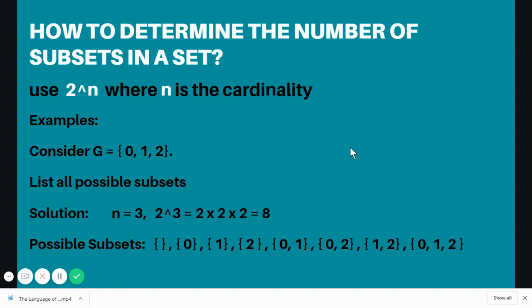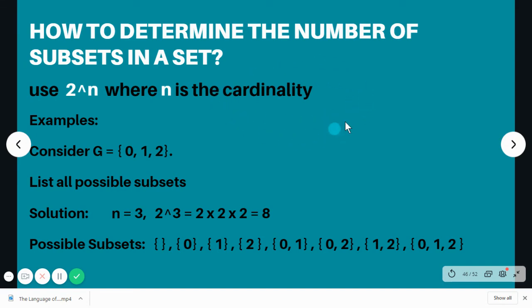Again, kapag sinabi nating subset, ito yung mga set na nanggaling sa ating main set or universal set. Right? Okay? So now, ang question dito is paano natin malalaman kung ilang subset ang pwede nating mabuo sa isang set? So, meron tayong formula. Use 2 raised to n, where n is the cardinality. So, natatandaan yung cardinality.